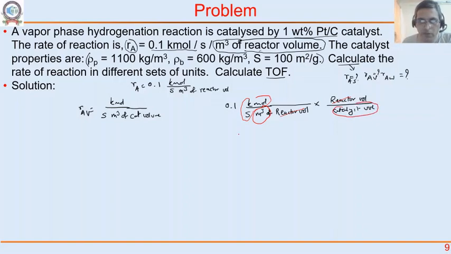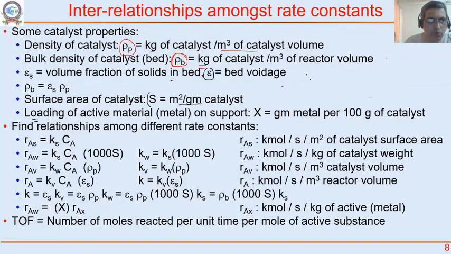Do you see that? So what I will need to do, I will need to take 0.1 multiplied by the reciprocal of this, reactor volume and catalyst volume. Catalyst volume per reactor volume. Catalyst volume per reactor volume is nothing but epsilon S. So what is epsilon S? Now we need epsilon S, right? Now how do you get epsilon S? We have rho P and rho B. How are they related? Let's go back. Rho P and rho B are related like this, isn't it? So epsilon S would be rho B divided by rho P.